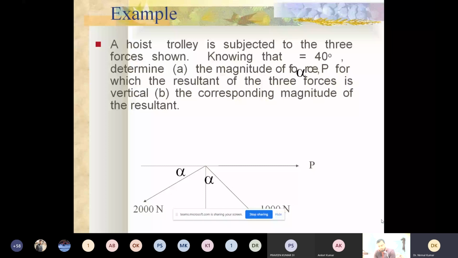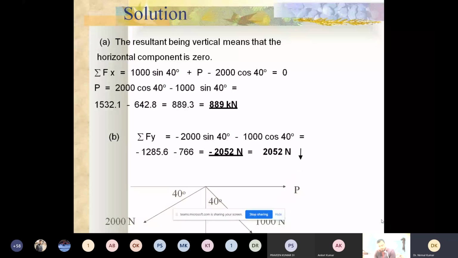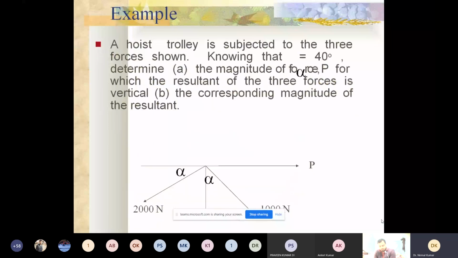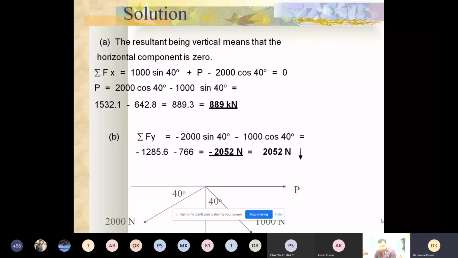1000 sin 40, the value of alpha is given as 40, so substitute 40, plus P minus 2000 cos 40, with a negative sign, and you will get the value of P, which is 889 kilonewton. And in the Fy direction we sum it, so you will get the value of the resultant force in the Y direction also. The force in the Y direction, you have got it also. We summed it; in the Y direction the sum of both is minus 200 sin 40 and plus 1. This is the component in the Y direction.